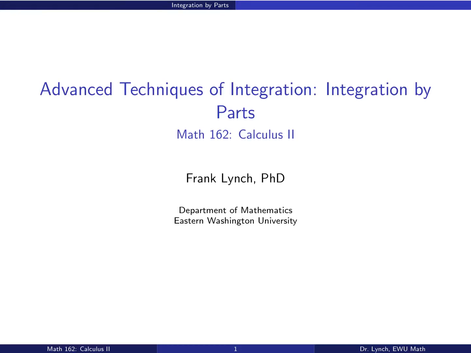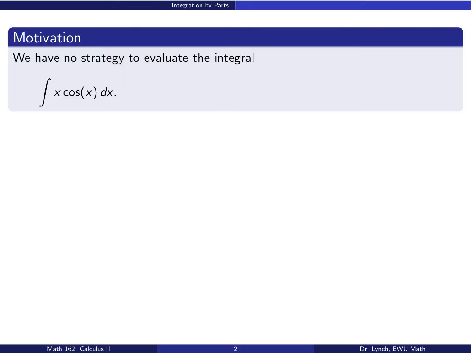Welcome, folks. First video on advanced techniques of integration. In this video, we're going to be talking about integration by parts. Integration by parts, as it turns out, is motivated, for instance, by the following integral, the integral of x cosine x dx. So at the moment, we don't have any strategies to evaluate this integral.